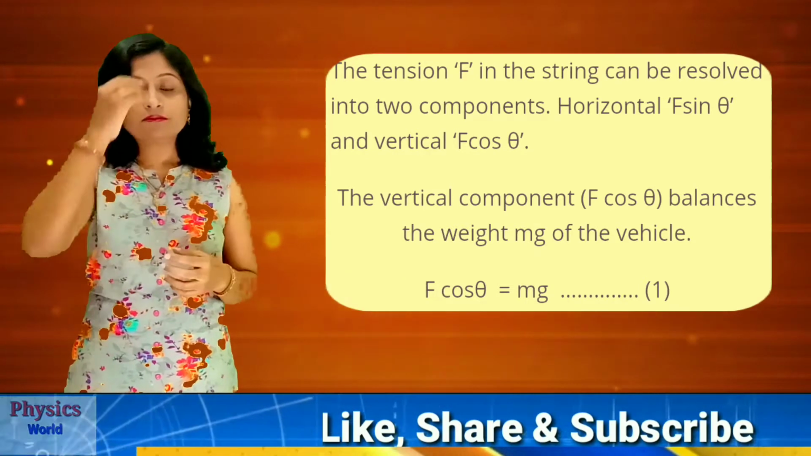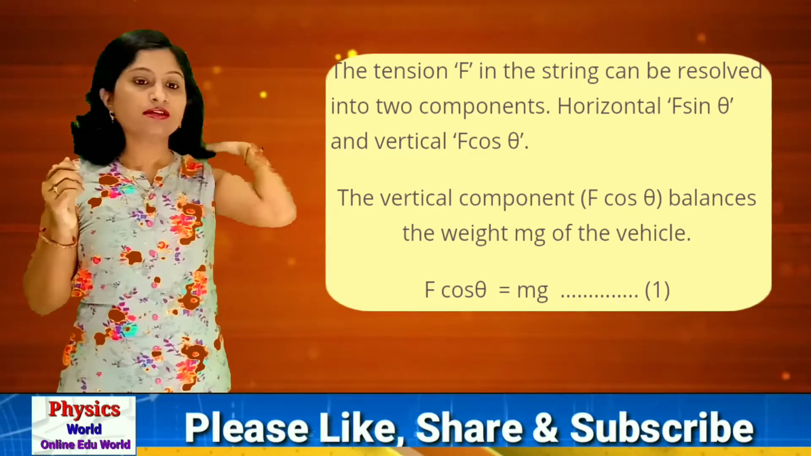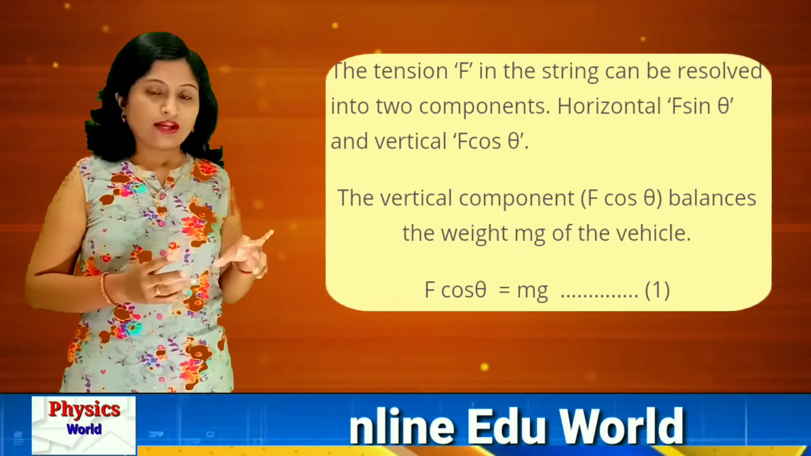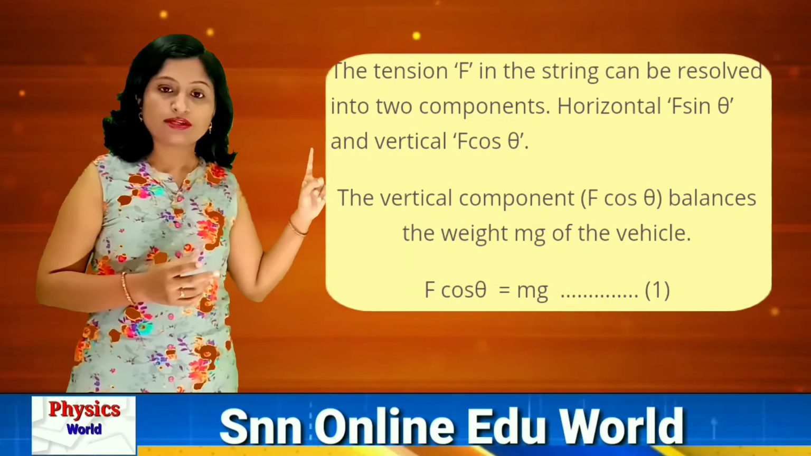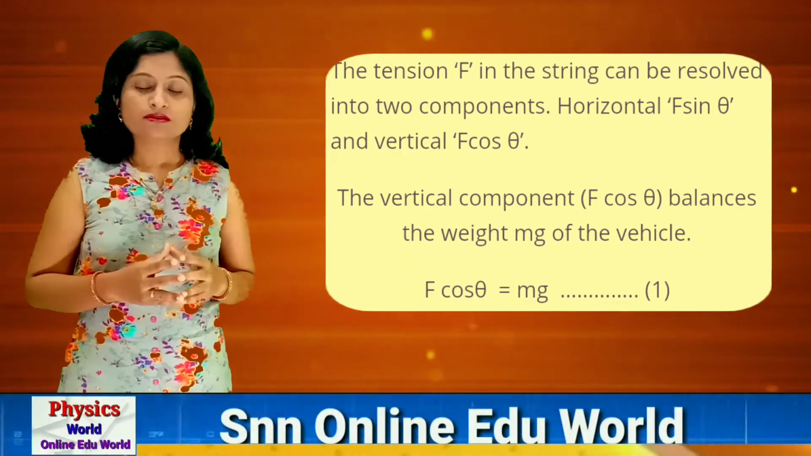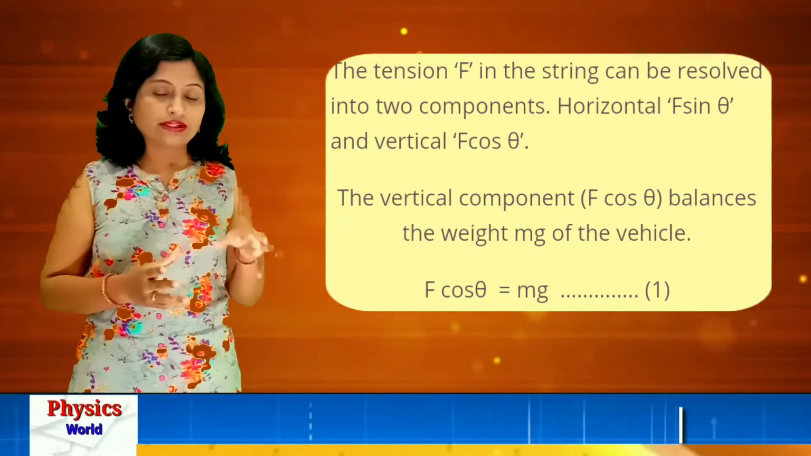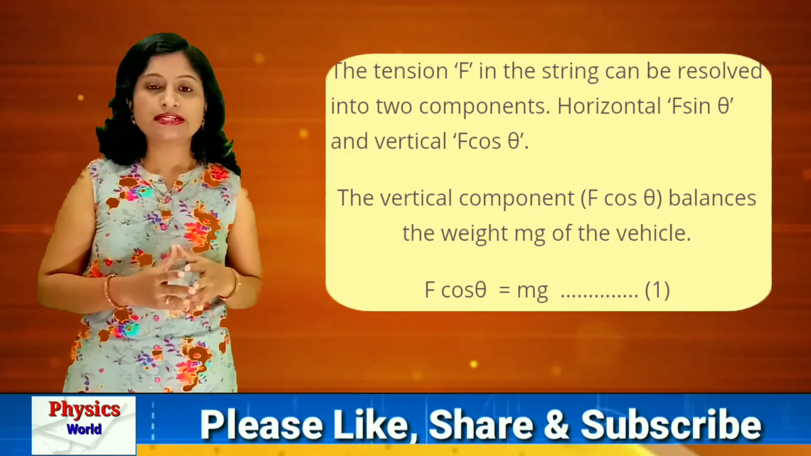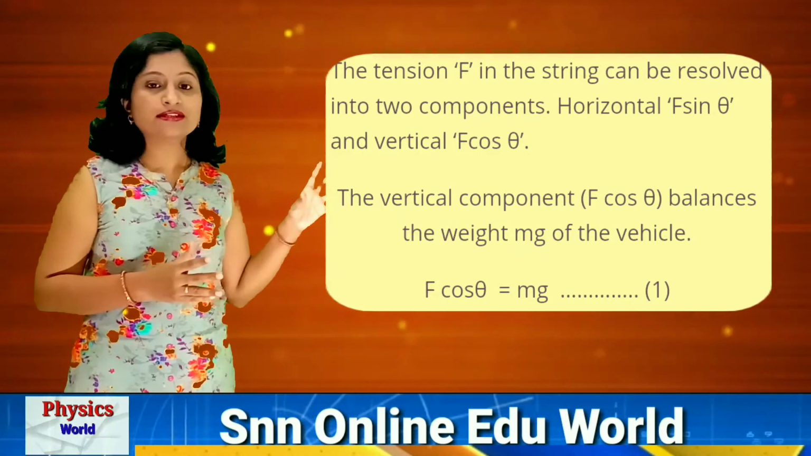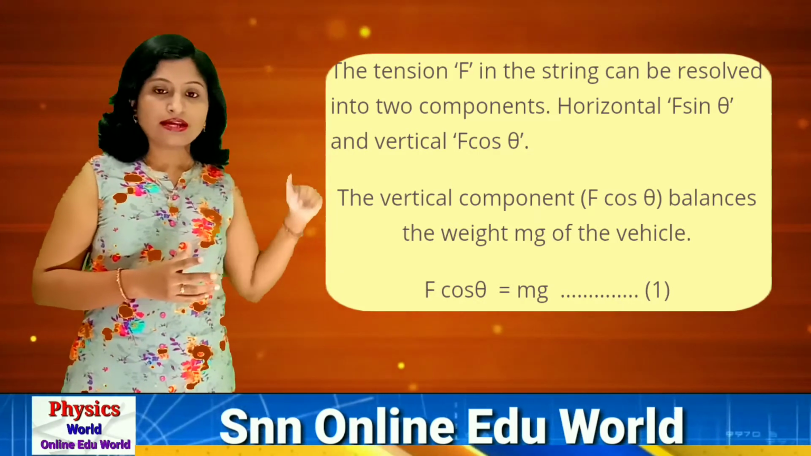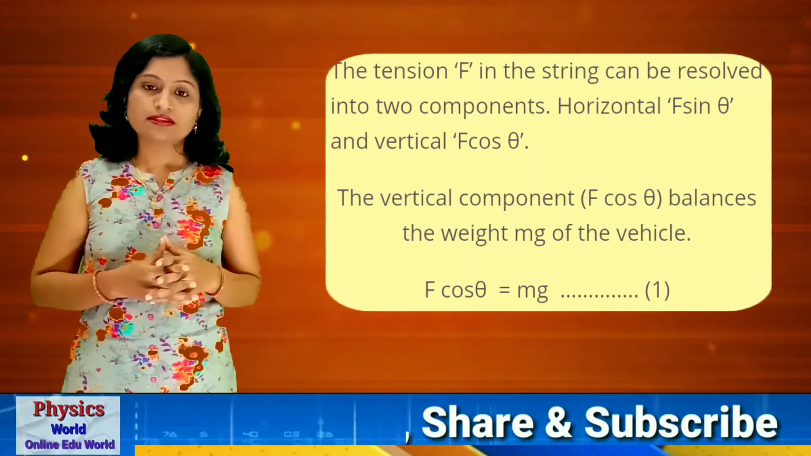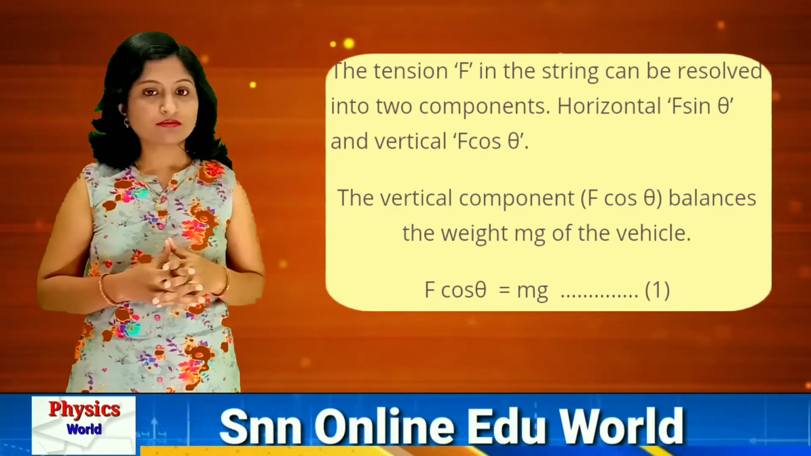Now how are they balanced? First we'll discuss the vertical direction, F cos theta. Remember the diagram, F cos theta is in the vertically upward direction and the downward direction is the weight of the bob. We know that in equilibrium the forces which are exactly opposite in direction are balanced. So here we balance F cos theta and mg. So F cos theta is equal to mg. Write it as equation number 1.